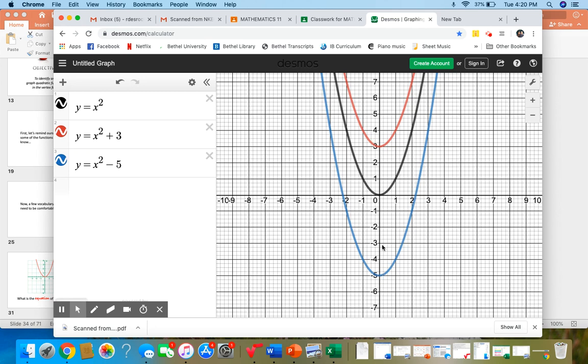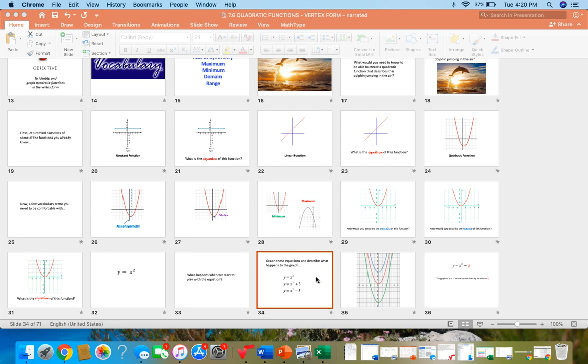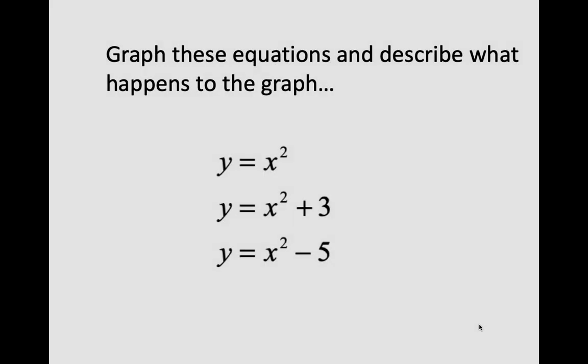So you can play around with this and use some of the exercises that you're going to see on the rest of this PowerPoint and do them yourself. I would pause my video and give it a try with Desmos if I were working on it with you, just so you can get used to it.